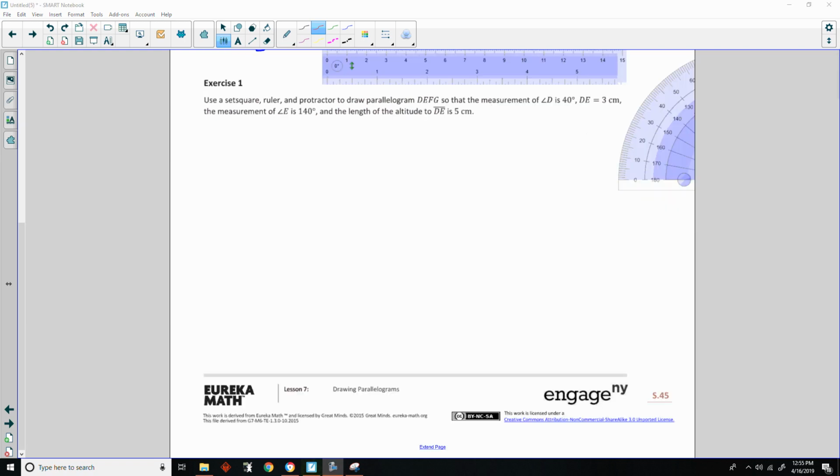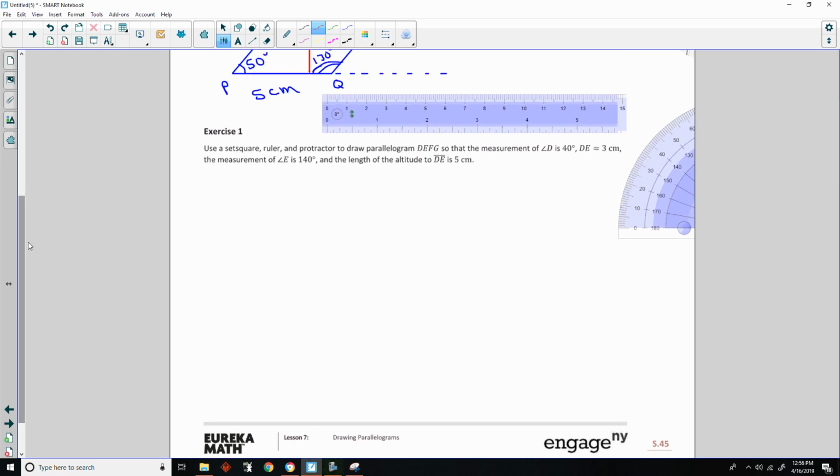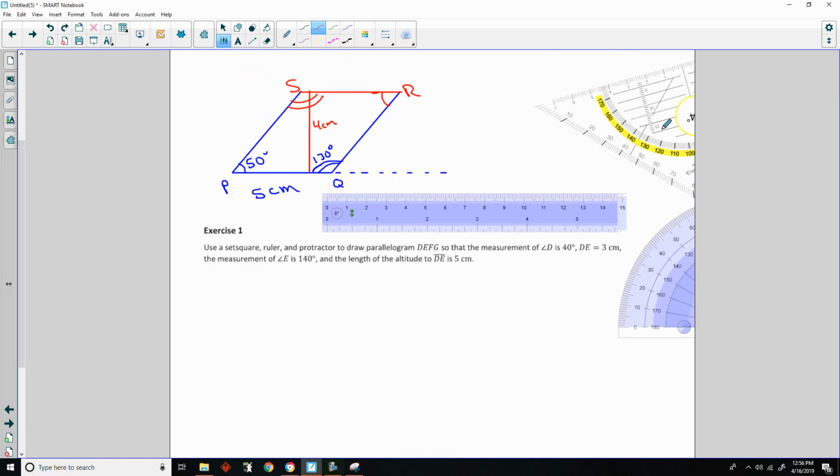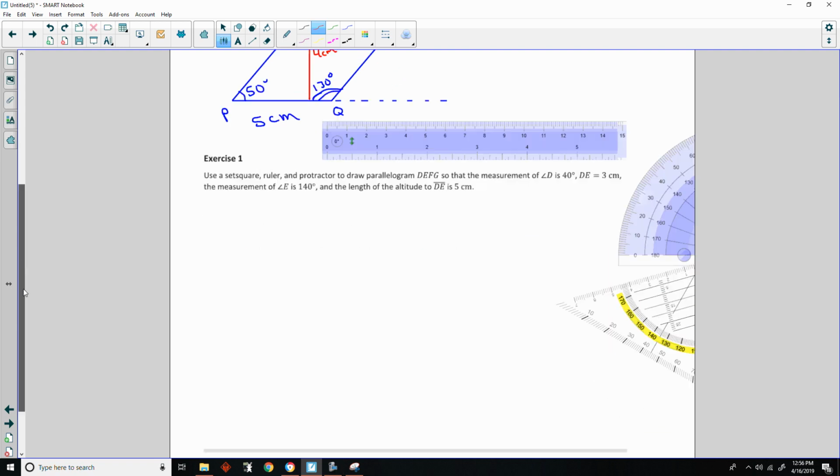Okay, exercise 1, this is to do on your own. Pause the video, see if you can do this, and then come back and check your solution or your picture. Okay, so here we go. Use a set square, ruler, protractor to draw a parallelogram DEFG so that the measurement of angle D is 40 degrees. I can't draw an angle and I don't have any segments, so I've got to do a segment first.